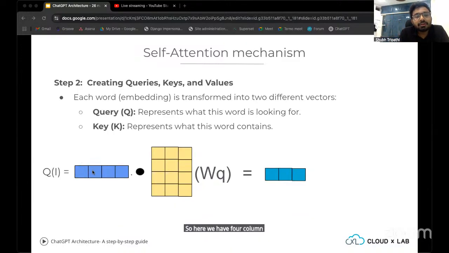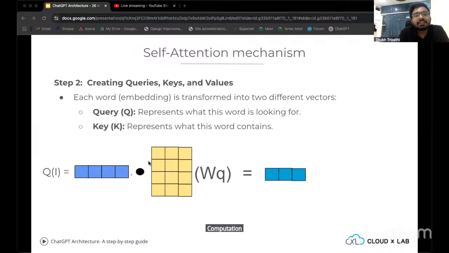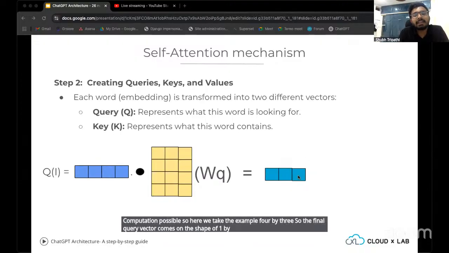The shape of the Q embedding vector is 1 by 4. So the one is the row, and there are four columns here. So in the second vector, there should be four rows to make the computation possible. Here we take the example 4 by 3. So the final query vector comes out in the shape of 1 by 3. So it becomes m by p.